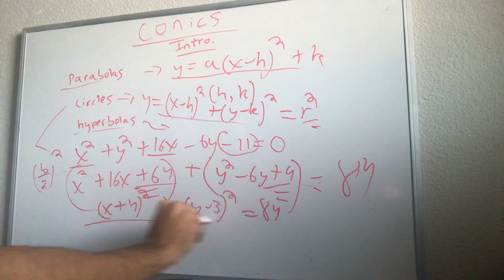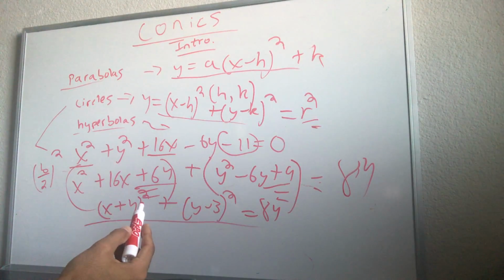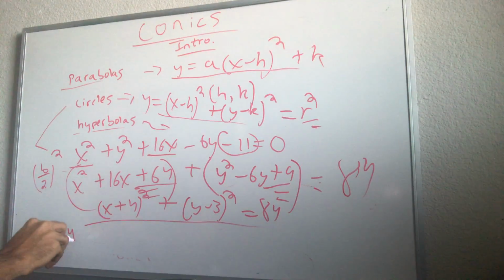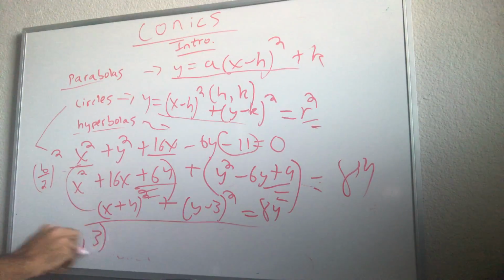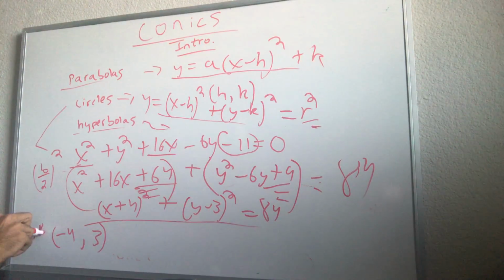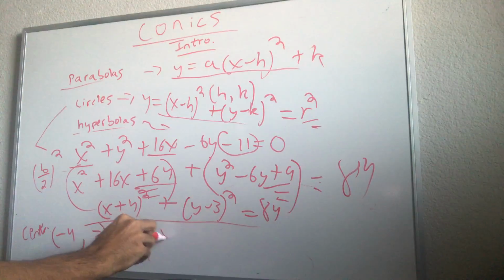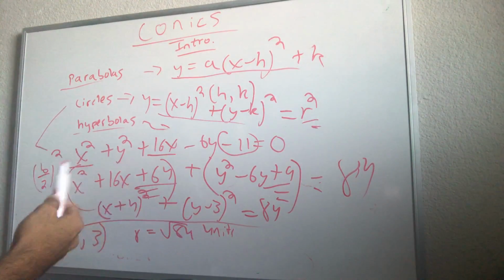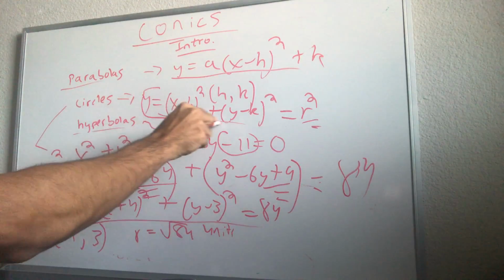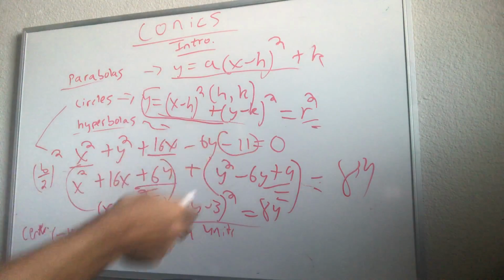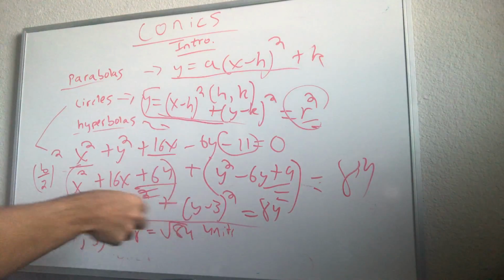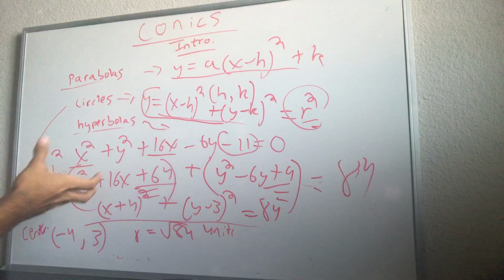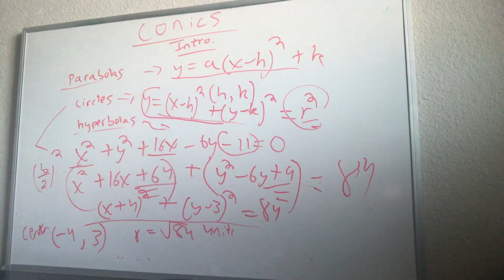And now if you look at this, you see that it's the standard form of a circle. The center being negative 4 comma 3, that's the center of the circle. And obviously the radius in this case would be the square root of 84 units. But this is the standard form, and when I say the standard form, that's x minus h squared plus y minus k squared is equal to r squared. But you can identify that it's a circle just by telling that the coefficients are identical.